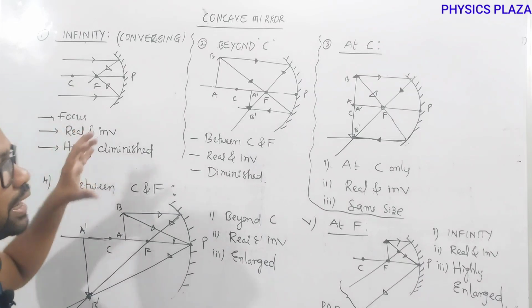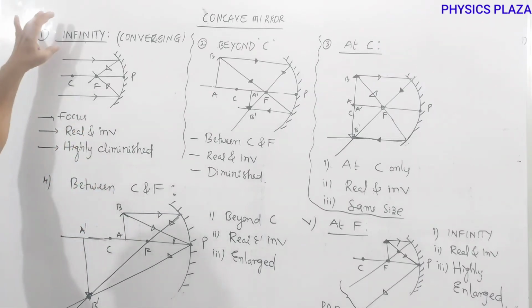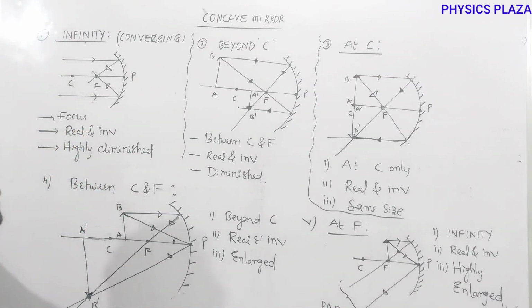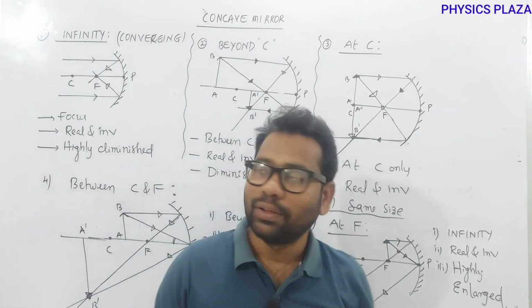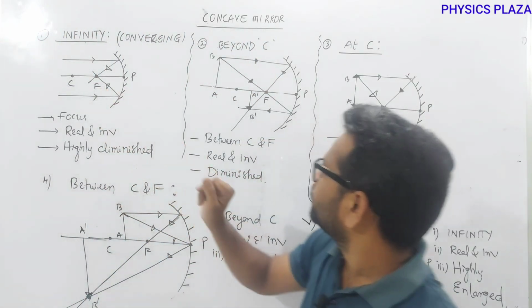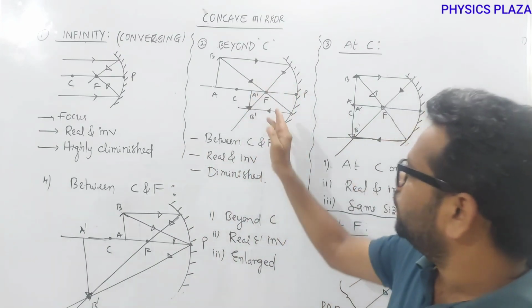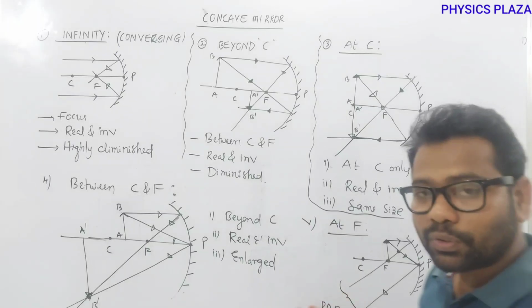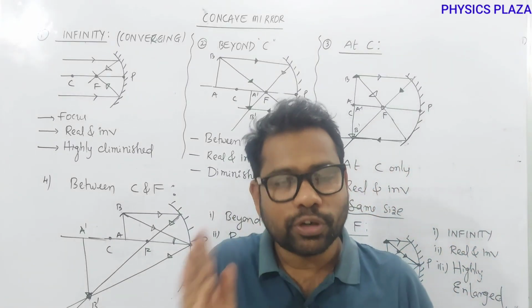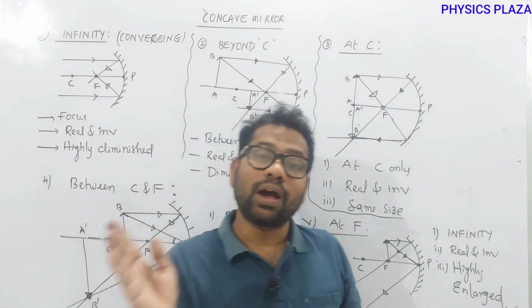Children, here what is happening? Initially, the object is at infinity. Slowly, we are moving the object towards the mirror. But what is happening, children? First, the image is formed at focus. Then between C and F. Then at C. Then beyond C and at infinity. Means what? As the object is moved towards the mirror, the image is going away from the mirror.